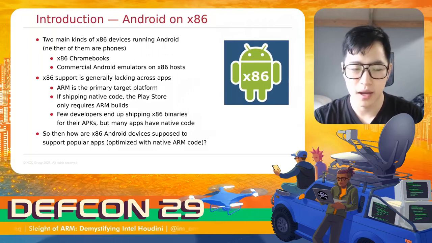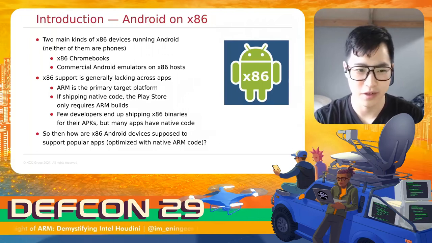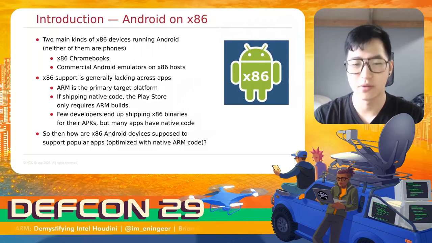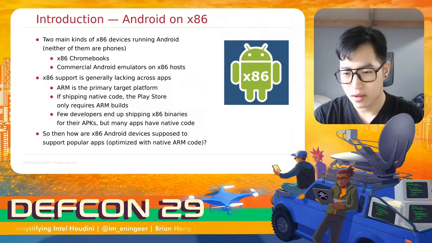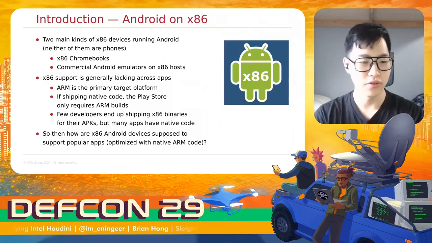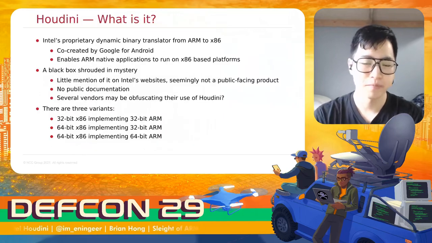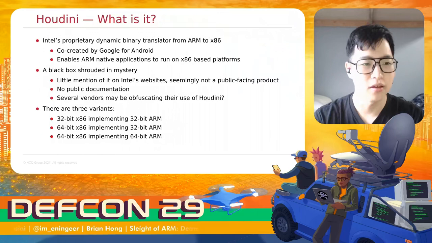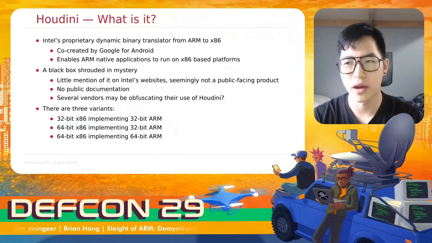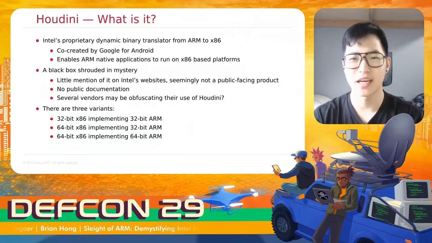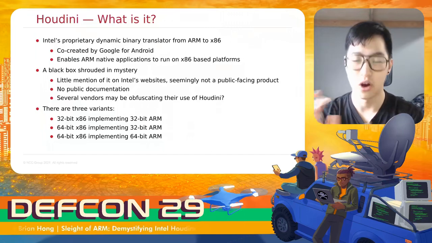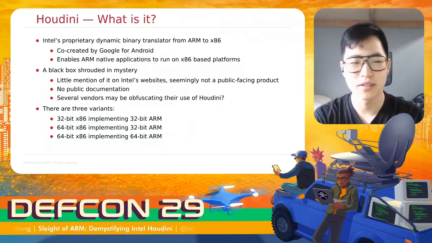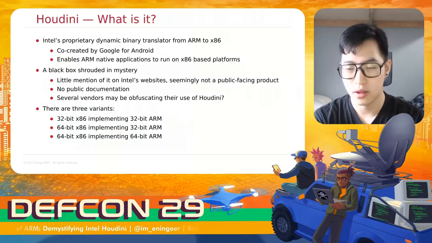So how can x86 devices running Android run these apps that only contain ARM binaries? This would be a great time for me to introduce you to Houdini. Houdini, the topic of this talk, is Intel's proprietary binary translator that allows x86 devices to run ARM binaries. It was co-created with Google, as it was designed to be run with the Android native bridge. We'll get to that in a second.